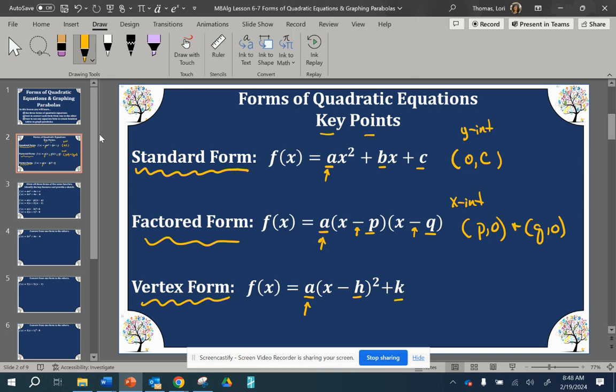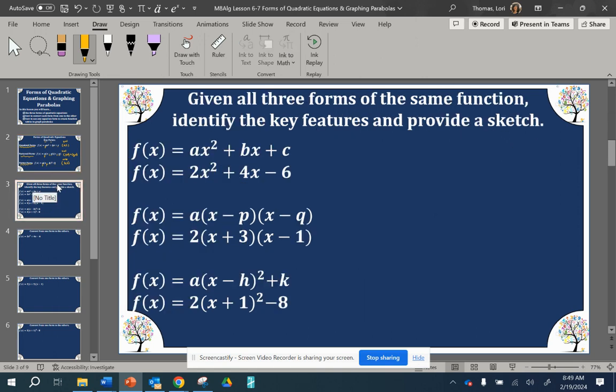In vertex form, we are provided the vertex. The vertex is h, k. Again, in this formula, we have a subtract, x minus the h value. So whatever value you see for h, just remember it's going to be the opposite of that sign. The k, it is what it is. Now let's take a look at some examples.